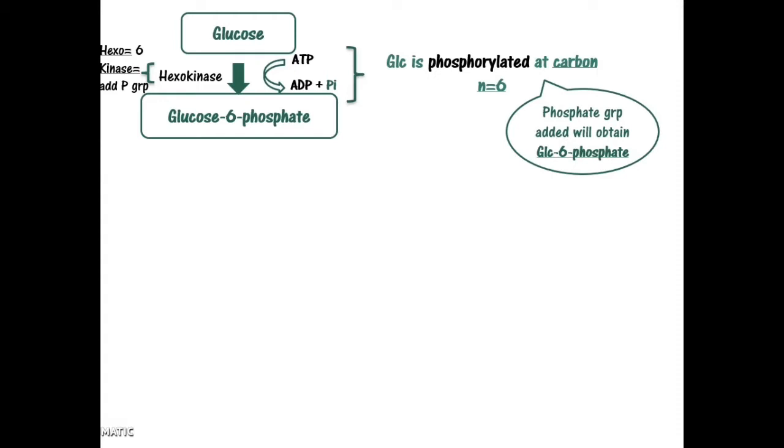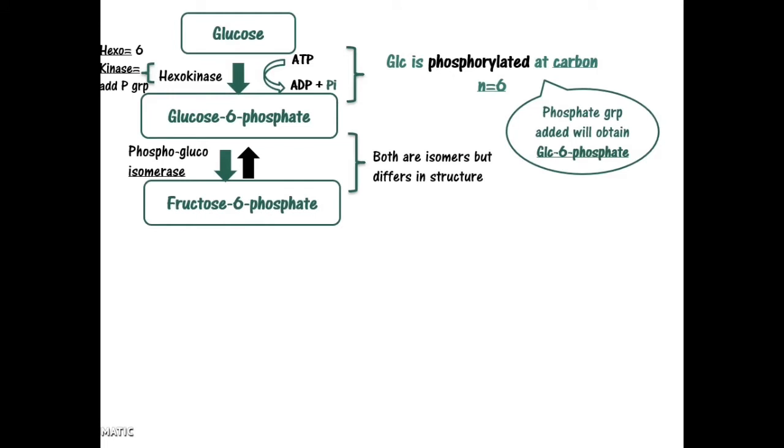Another enzyme named phosphoglucoisomerase, so from the name isomerase, will convert the glucose 6-phosphate into its isomer fructose 6-phosphate, where these two compounds are just isomers but different in structure. Keep in mind that this conversion is really important because fructose 6-phosphate will be able to produce a specific product that glucose 6-phosphate structure cannot. Amazing! Now fructose 6-phosphate is obtained.